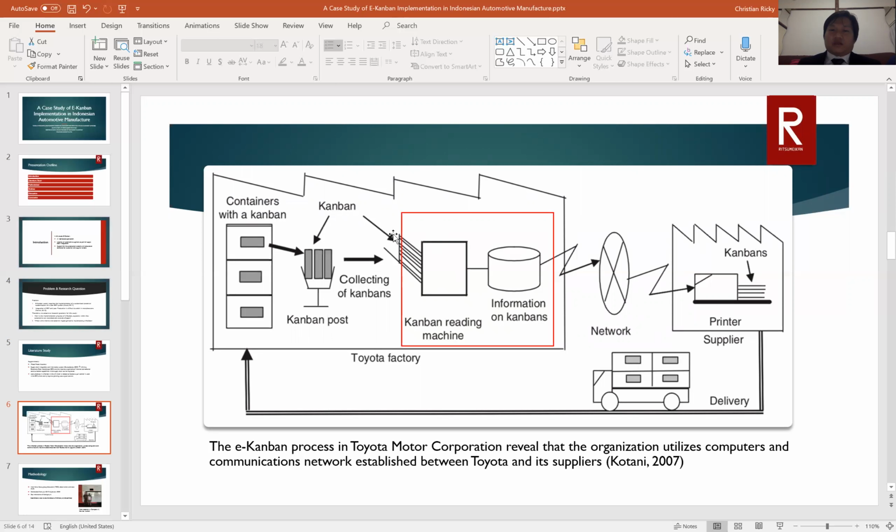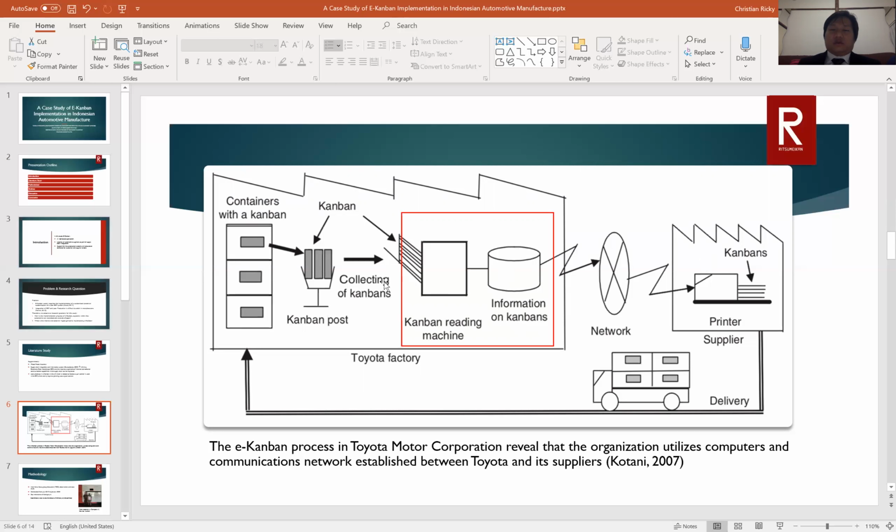And one most important thing in here is there is a Kanban machine reading that sorts the Kanban and also does the information collection. Based on the sorting of Kanban, the Kanban itself will be accumulated and will become the order for sending the accumulated Kanban to the suppliers. That's the originality of the E-Kanban.